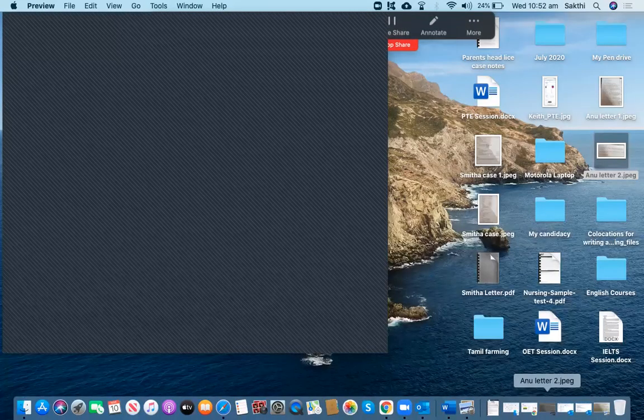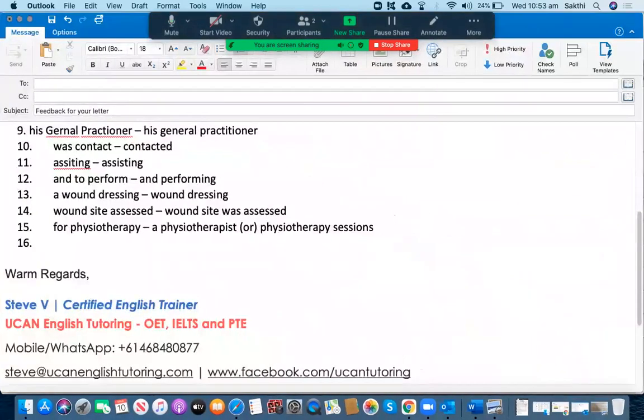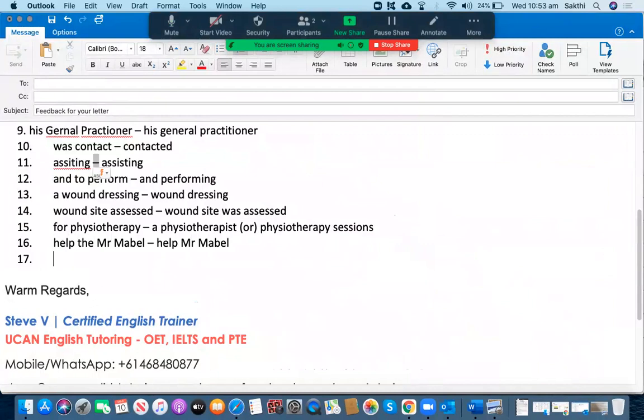Where's the next page? It's here. Okay. It would be highly appreciated if you could please help the Mr. Help the Mr. Mabel. That's wrong. Help Mr. Mabel. That's it. Okay.